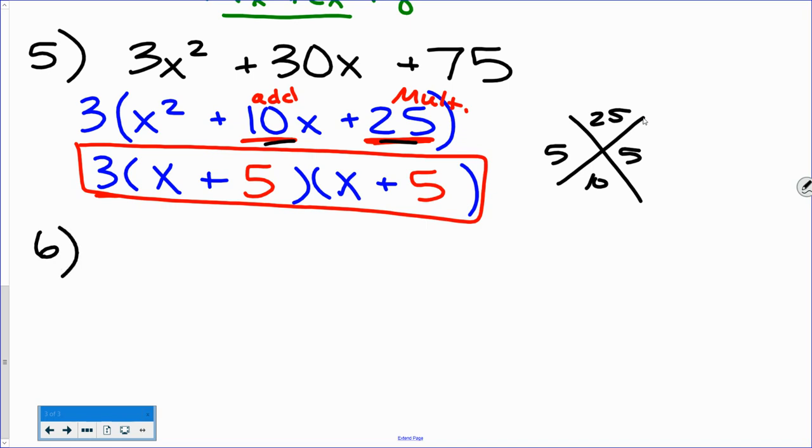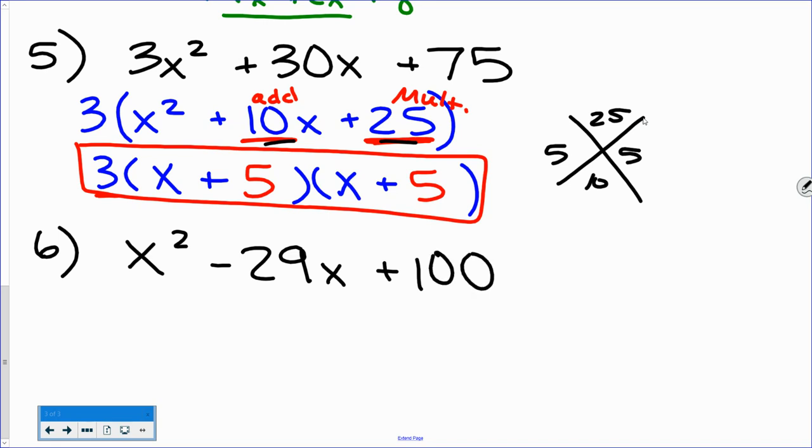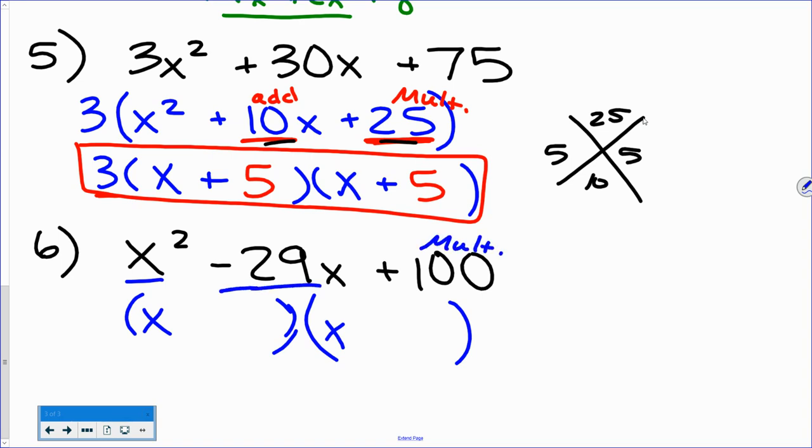All right, so I've got x squared minus 29x plus 100. So as always, look for our greatest common factor first. There would not be any, since I have a 1 in front of my x squared, and there's not an x throughout the whole problem. So I'll go ahead and go to this next step. So x times x will give me my x squared. Remember, we need to multiply to 100, and now we are adding to a negative 29.